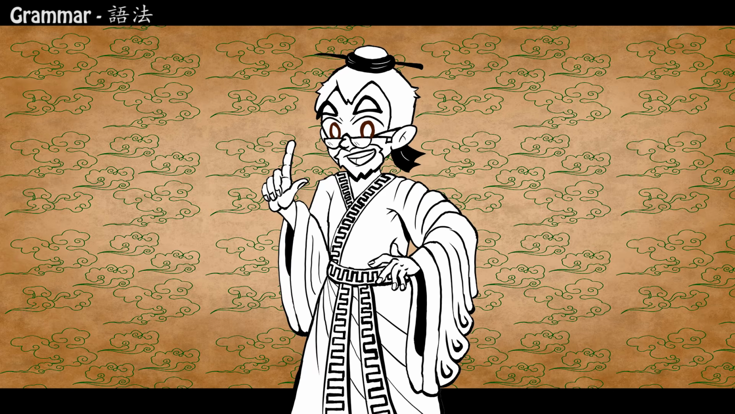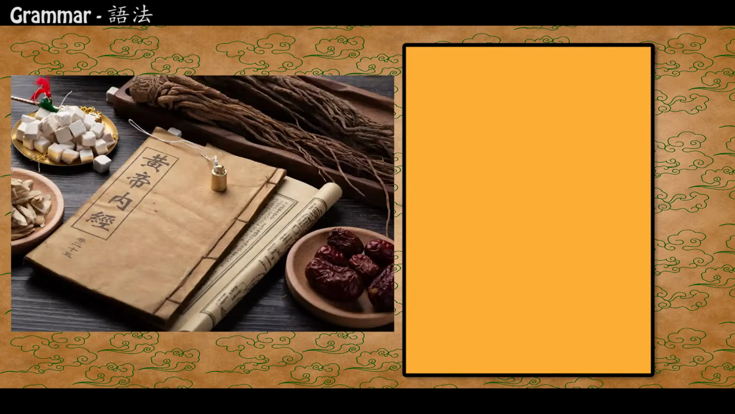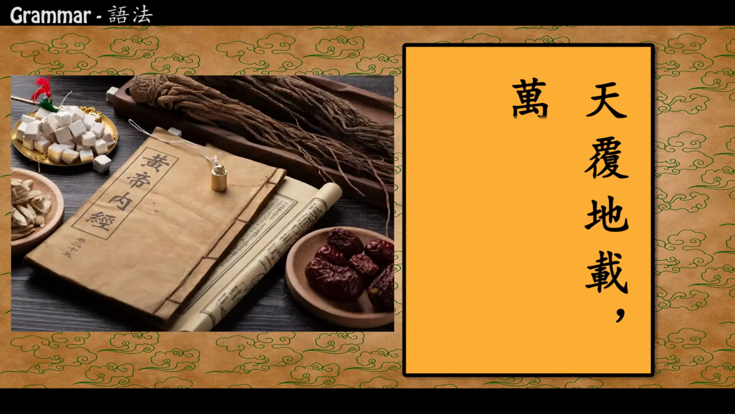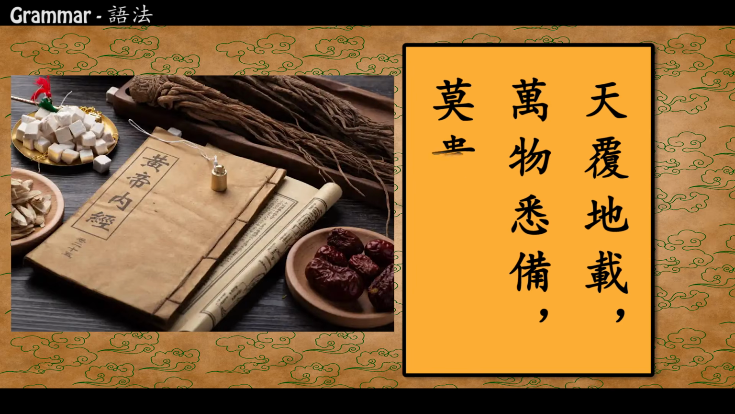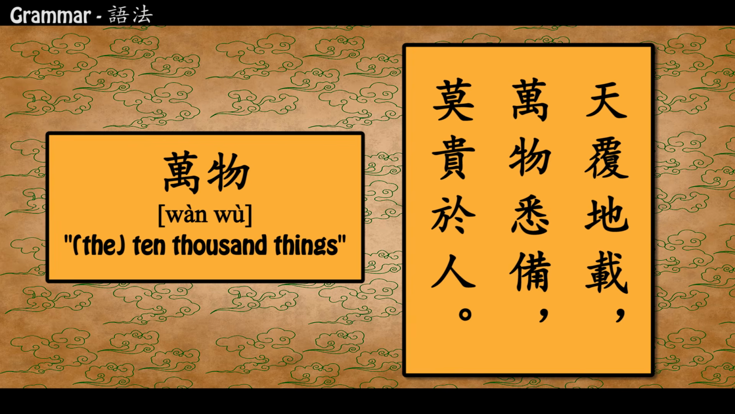For good measure, here's one more byspell, a quote from the Yellow Emperor's Inner Classic. 天赋地在，万物西备，莫贵于人. 天赋地在 is a stock phrase. The sky was seen as a dome covering the whole world, while the earth was seen as a wagon that carried everything upon it. 万物, the 10,000 things, is another stock phrase meaning everything in existence, but more often we see it used narrowly to mean all living things.